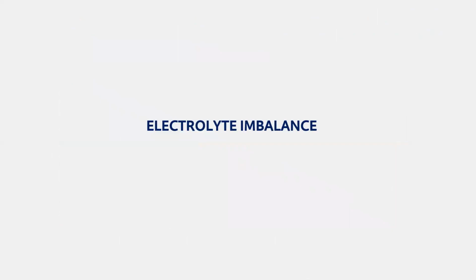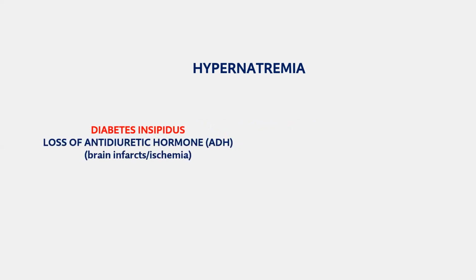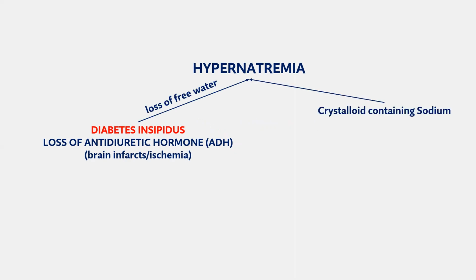So let's go to electrolyte imbalance. The most significant and most common one is hyponatremia. During brain death, the patient will develop diabetes insipidus, which is due to the loss of antidiuretic hormone, and of course due to brain infarct and ischemia. This will lead to loss of free water, and then will cause hyponatremia. The urine will become a lot and white in color, like a loss of free water in the urine.